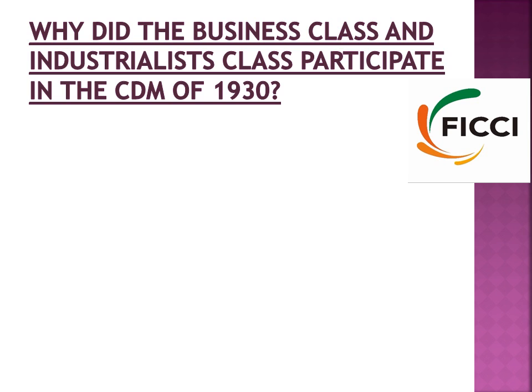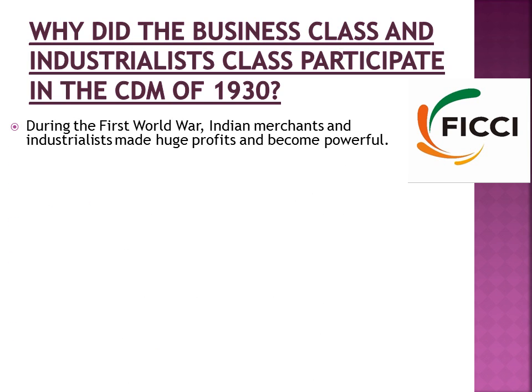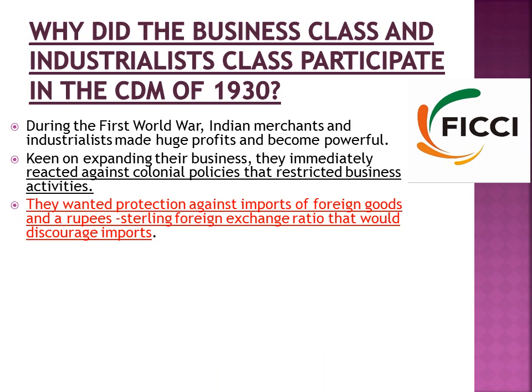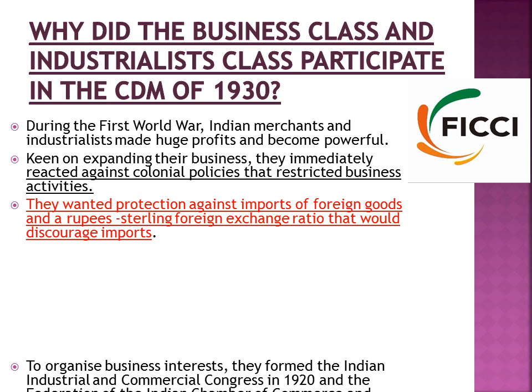Now, why did the business class and industrialist class participate in the CDM of 1930? During the First World War, Indian business class made huge profits and they were willing to expand their business. But there were many colonial policies which were not allowing business activities to flourish. So, Indian industrialists and businessmen had two demands. They wanted protection against imports of foreign goods and they wanted such a rupee sterling foreign exchange ratio that will discourage imports so that they can sell their produced goods within India easily.